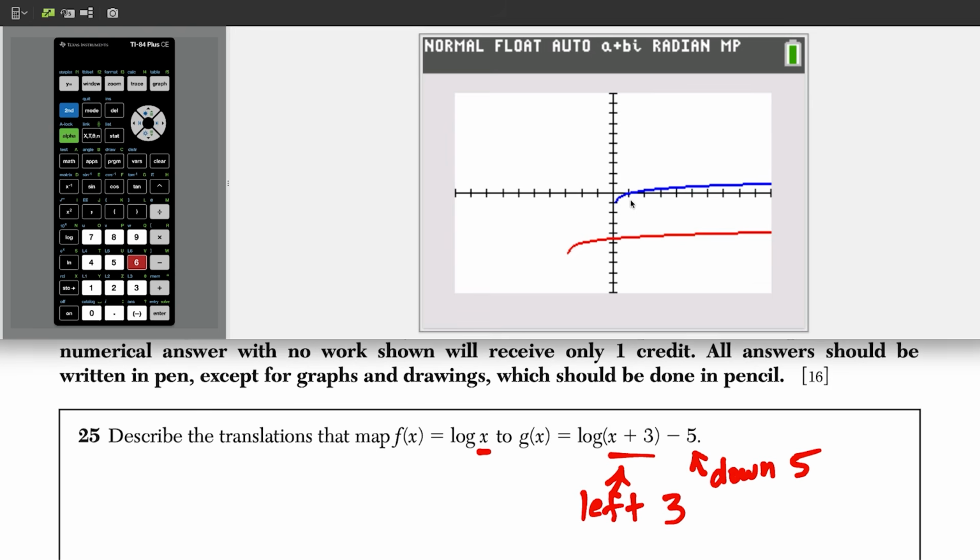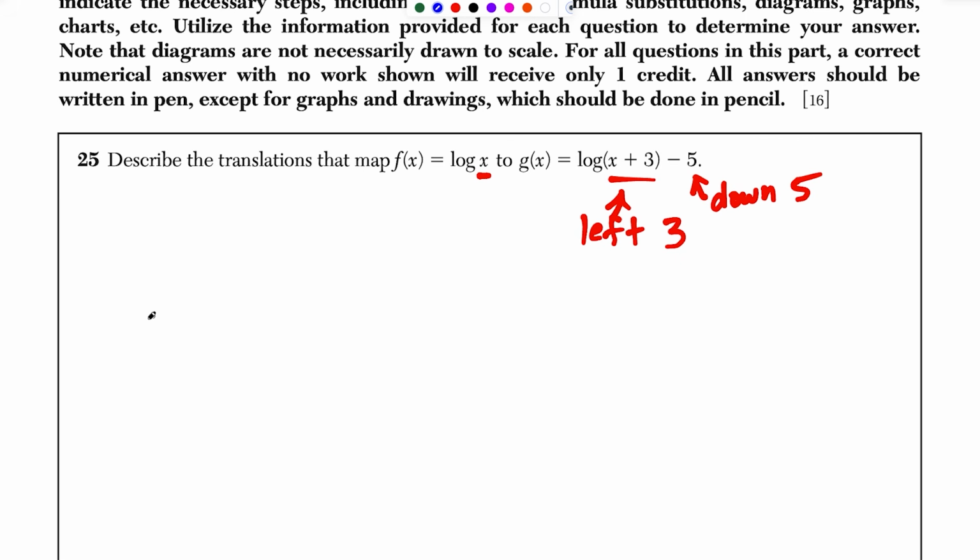So f of x I graphed in blue, and then g of x I graphed in red. And notice to get from the blue one to the red one, we're going to the left 3 units, and then we're going down 5 units. Okay, so the math is looking good. So now we'll just write out the answer.